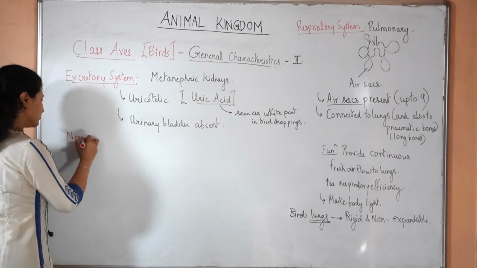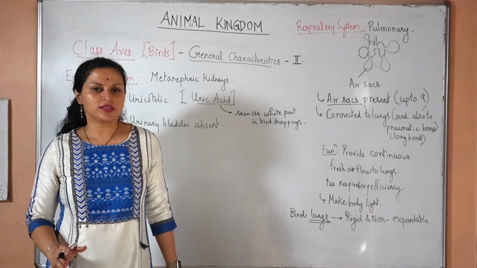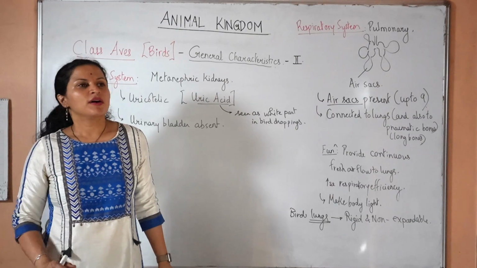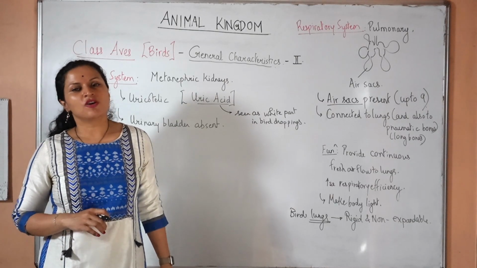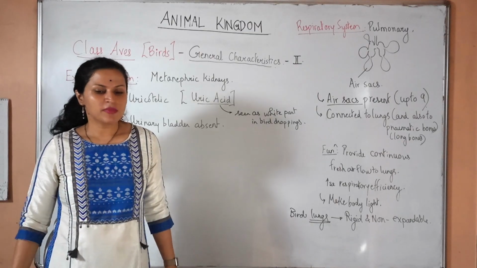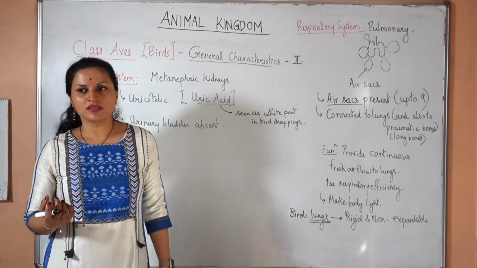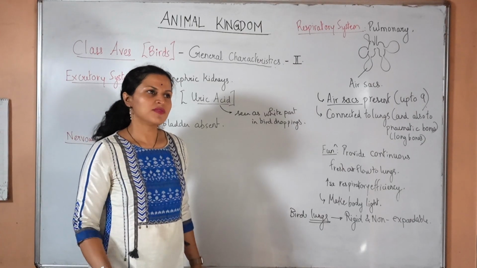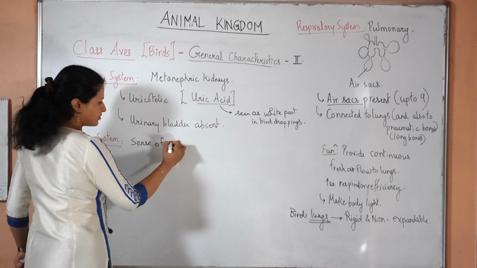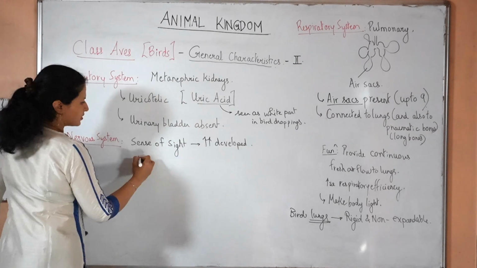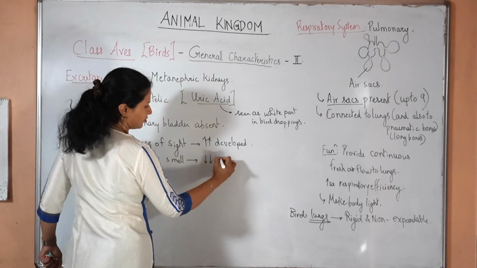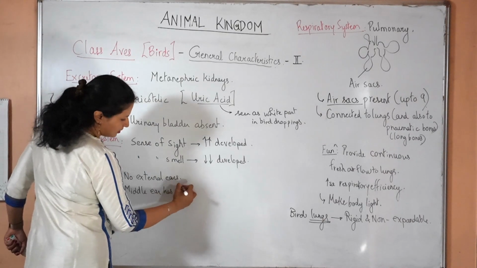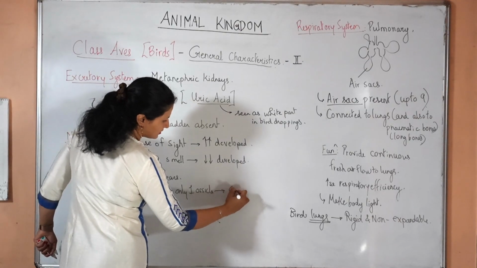Next, nervous system. The sense of sight is very well developed in case of the birds, because when they are flying they need to see clearly over long distances. But the sense of smell is very poorly developed for obvious reasons. They will not be able to smell the things from that great distance. External ears are absent. They will have just a single ossicle in their middle ear, that will be called as columella. Sense of sight is highly developed. Sense of smell is poorly developed. No external ears and middle ear has only one ossicle, which is called as Columella.